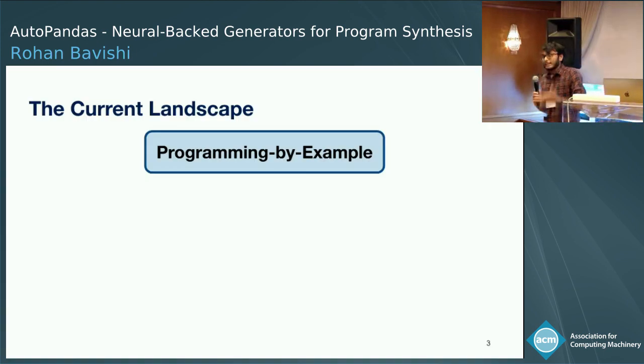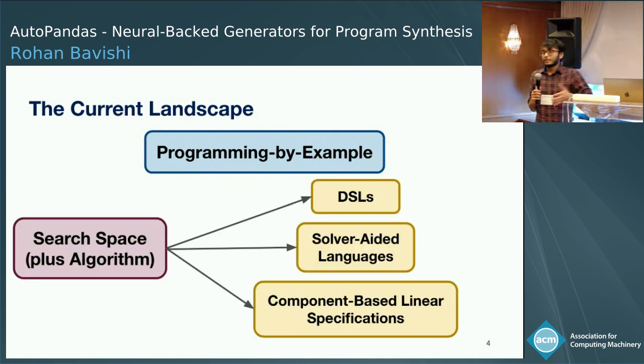So the current landscape in this branch of program synthesis is called programming by example, where the system accepts specifications in the form of input-output examples. Here is my input, this is the output I want, and the system comes up with a program that satisfies that spec. And so in programming by example, the key component is expressing the search space, or the space of possible programs.